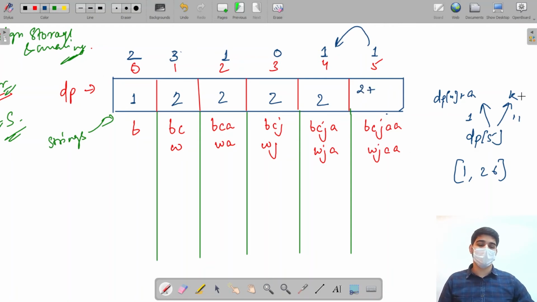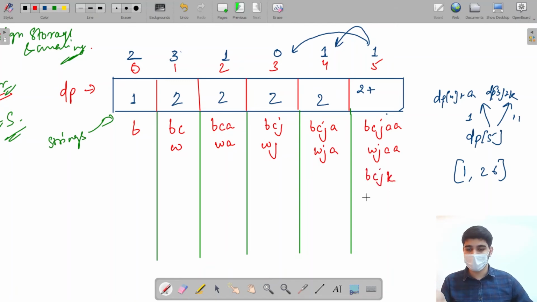So 2 plus over here we would have K, and K would attach to dp of 5 minus 2, right? We are taking 2 values and we are calling before that. So we would call to dp of 3. So over here we would have dp of 3 plus k, right? dp of 3 is bcj and wj. So what I'm going to do is attach k to bcj, and k to wj, right? These are two other encodings, so I would have a total of 4 encodings over here.